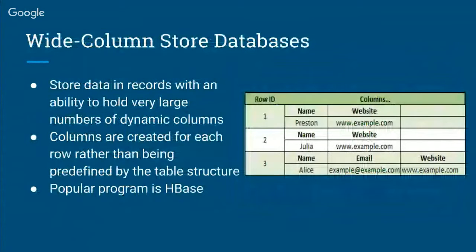Wide column store databases. These databases store data and records with an ability to hold very large numbers of dynamic columns. Columns are created for each row rather than being predefined by the table structure. A popular column store database is HBase.